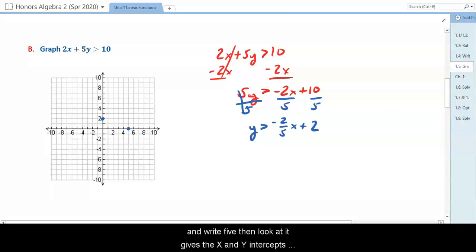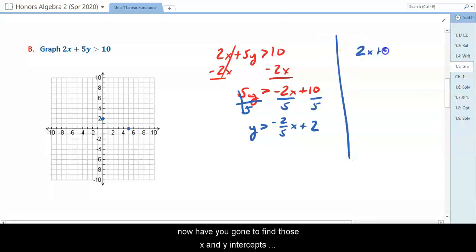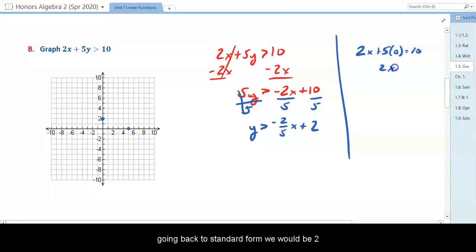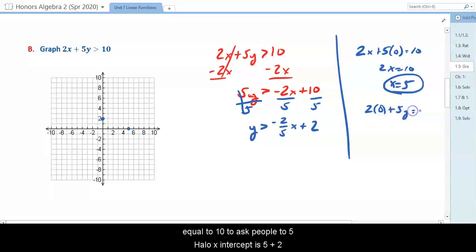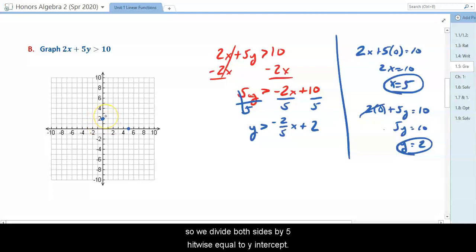Now, had we gone to find those x and y intercepts going back to standard form, we would have 2 times x plus 5 times 0 is equal to 10, so 2x = 10, so x = 5. Hey, look, the x-intercept is 5. And 2 times 0 plus 5y = 10. That cancels, so 5y = 10, so we divide both sides by 5 and get y = 2. So y-intercept of 2. So we see we get the same line either way.